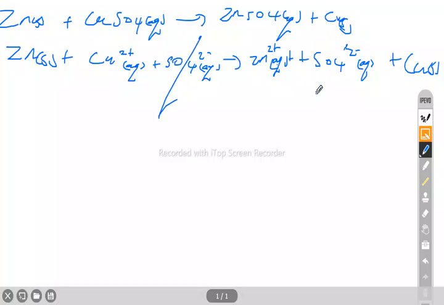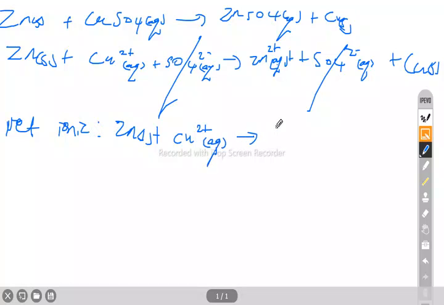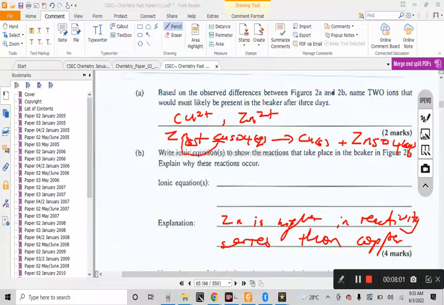So what is the spectator ion then? Good. I see it on both sides. And so my ionic equation: zinc solid plus copper 2 plus aqueous form zinc 2 plus aqueous plus solid copper. Are we good with that? That is how we make an ionic equation. Now we just write that down in there.